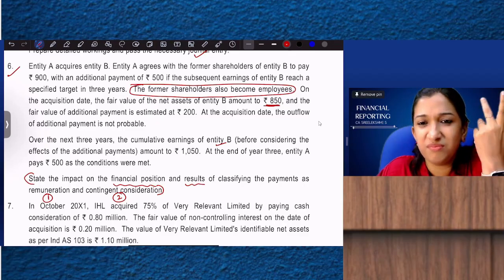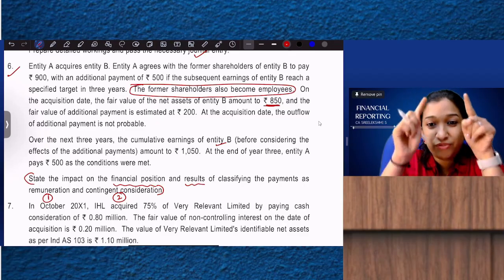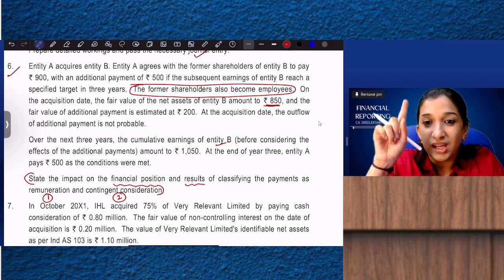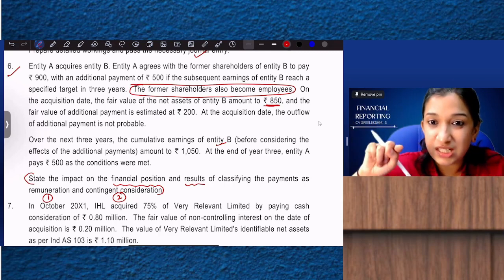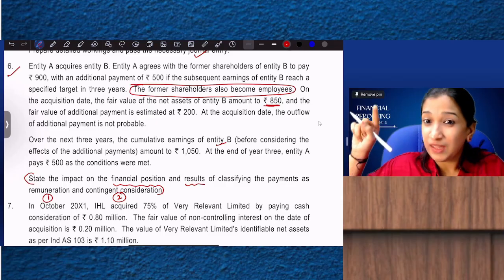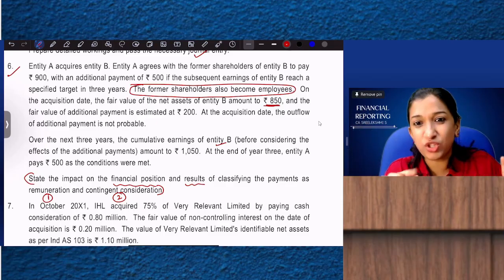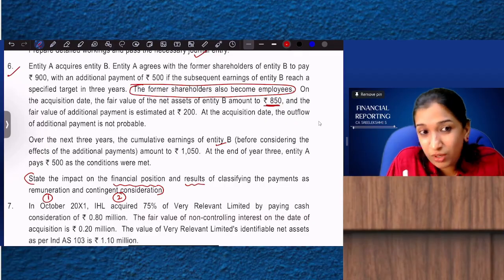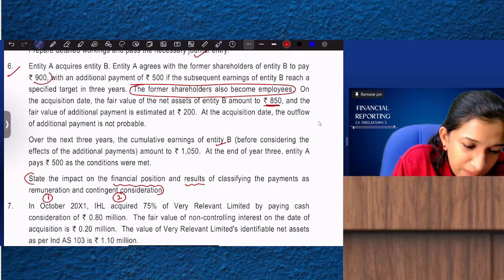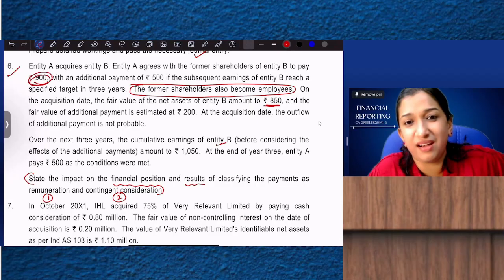We need to give two columns. If contingent consideration is remuneration. If contingent consideration is forming part of PC. If it is remuneration, purchase consideration is only 900. Yes or no?